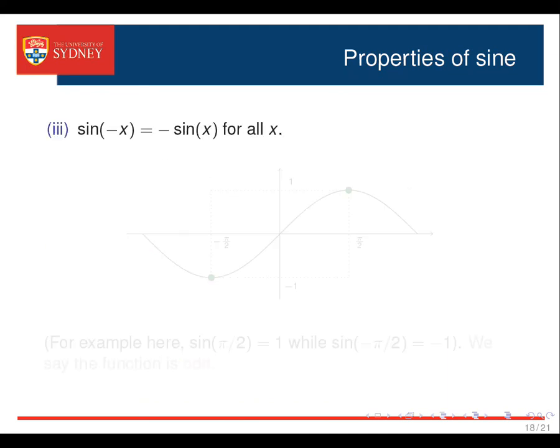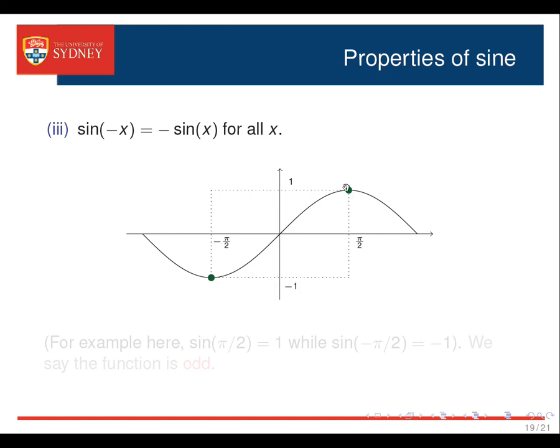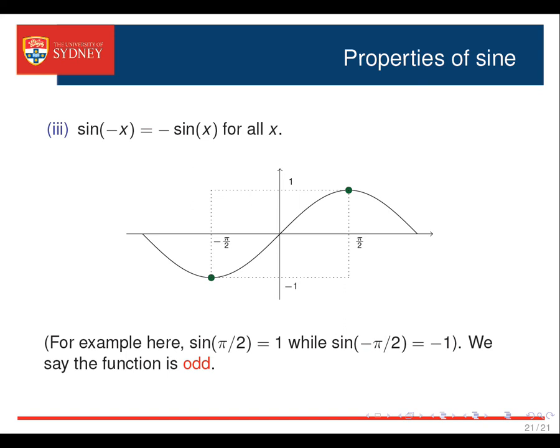You can also see from the graph that sine of negative x is equal to minus sine x for all x. Here's sine pi on 2, and here is sine negative pi on 2, for example. That is, if we have some point on the positive x-axis, the y value at that point is the negative of the y value at the corresponding point on the negative x-axis. Functions with this property are called odd functions. So sine is an odd function.